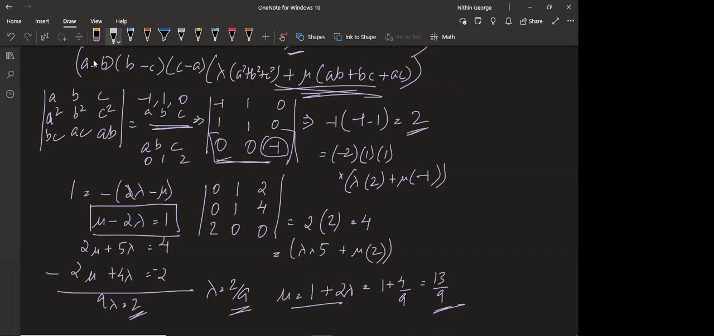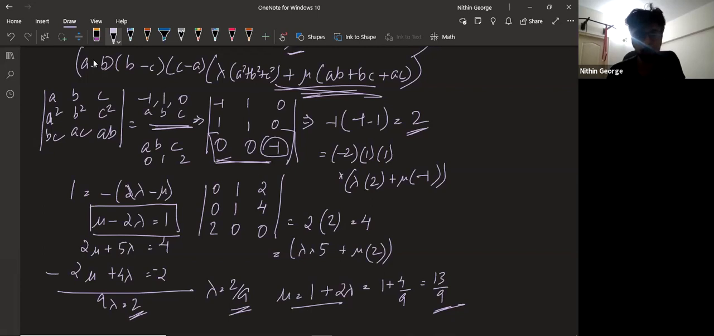Sir, how is 2 mu plus 5 lambda equal to 4? I substituted values 0, 1, and 2 into this. I get 0 here, 0 here. Wherever there's A, there'll be 0. B is 1, and C is 2. So 1 into 2 is here. So then this becomes 2 into 4 minus 2, which is 4.